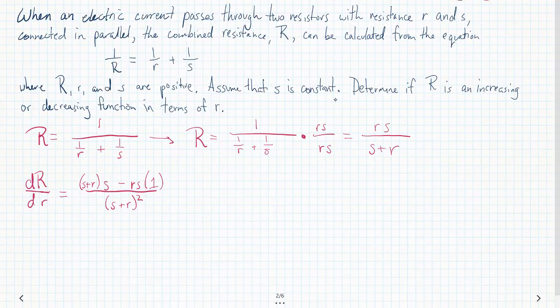Okay? So what does this become? Well, notice when we distribute this s to both parts, we get rs here, so this term will cancel off with that term, and you're left with just s squared over s plus r, the quantity squared. Questions on that piece?